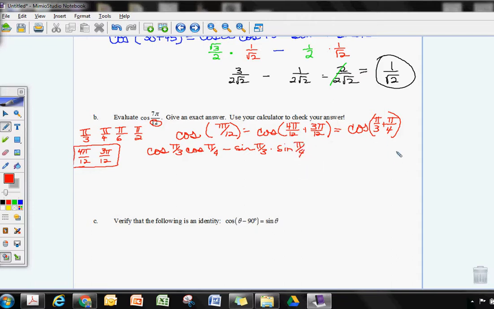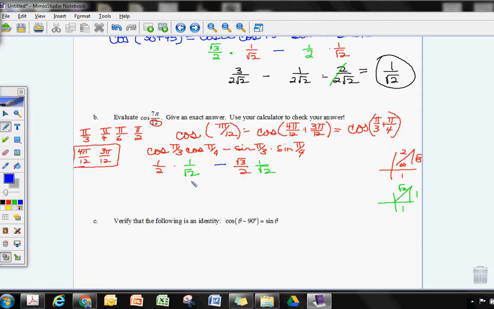Okay, so pi over 3 is a 60-degree angle. That's root 3 for the opposite, 1 for the adjacent, 2 for the hypotenuse. So my cosine would be 1 over 2 times. Okay, pi over 4. That's 45, 45, 90, 1, 1, root 2. So I'm going to have 1 over root 2. And then I'm going to subtract my sine at pi over 3 would be root 3 over 2. And the sine at pi over 4 would be 1 over root 2.